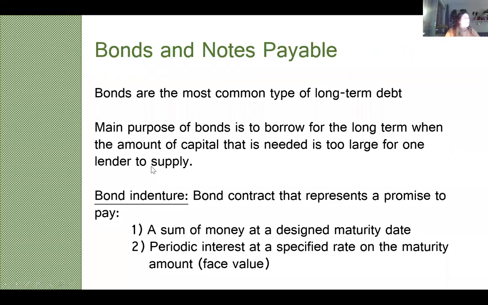So for bonds and notes payable, they're the most common type of long-term debt. The main purpose of bonds is that you have a need for capital, you have a need for cash, but the capital amount is too big for just one lender. So you're going to break that amount into small bond amounts. So most of the time it's $1,000, and people are going to pay them. And what they get in return is that you're going to pay them a coupon rate on those bonds at every interest period. And then the bond indenture, it's basically the contract and states the coupon rate, the sum of money that they're going to get back at the end of the bond's life, and basically every time that they're going to have an interest payment.